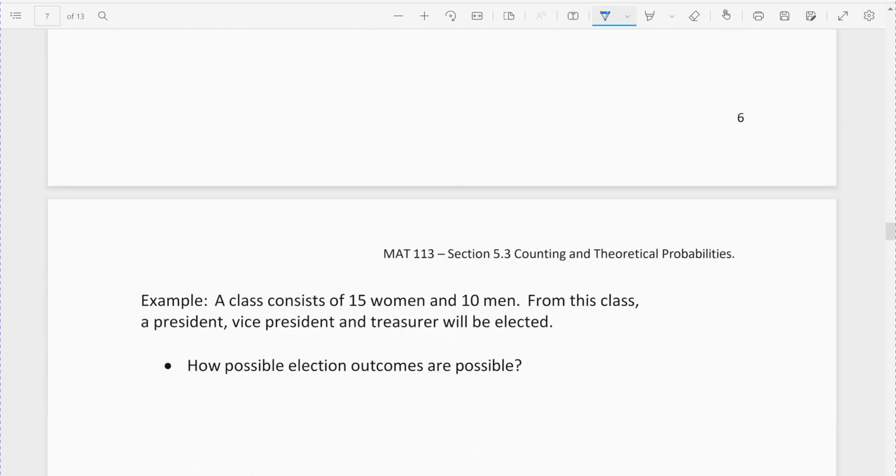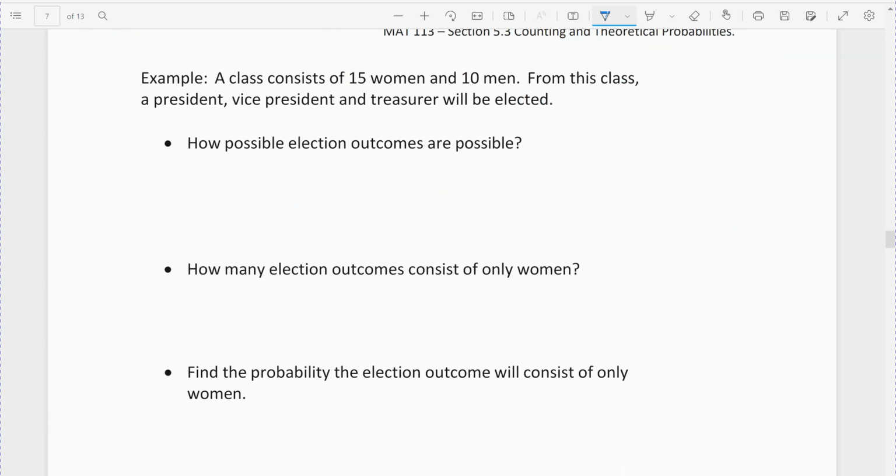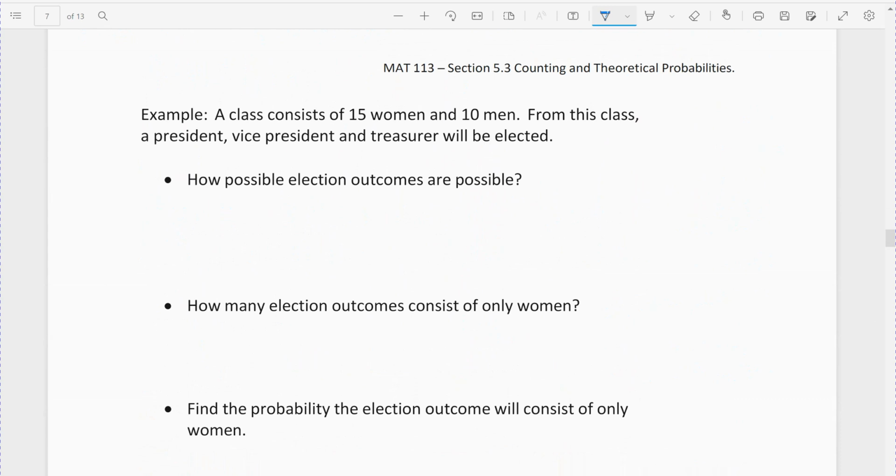All right, next example. This is going to be picking out of a group. We're going to do more groups in the next section; there are actually 2 counting techniques that we use when we pick groups. Suppose I have a class that has 15 women and 10 men. From this class, we're going to select a president, a vice president, and a treasurer. So we have 25 total people if I add up the men and women.